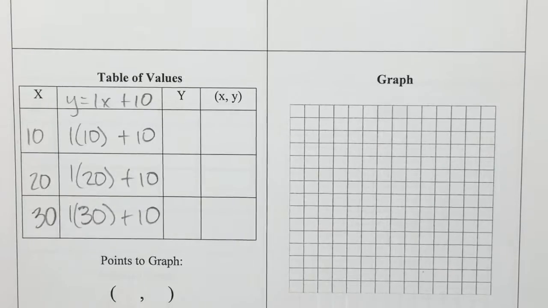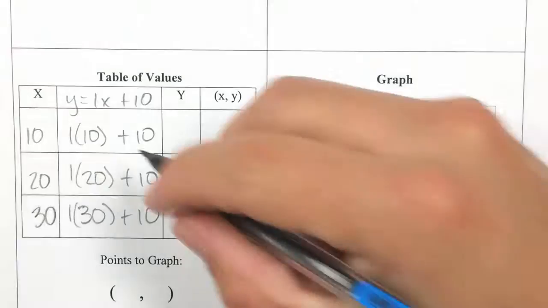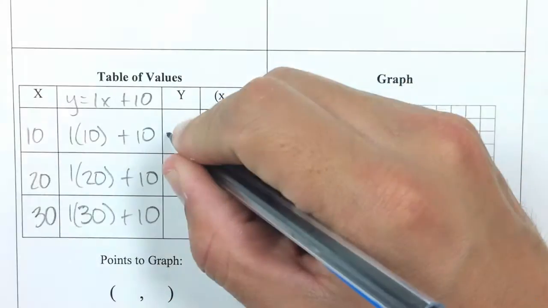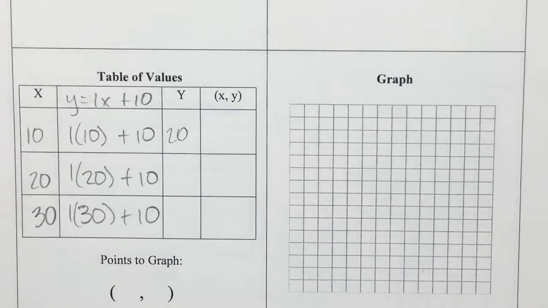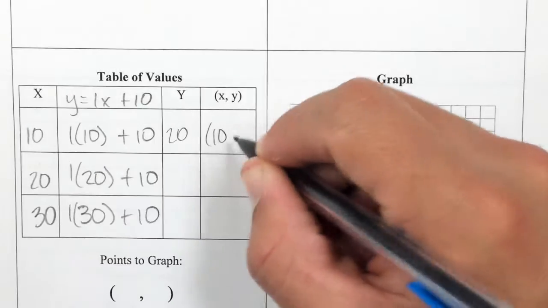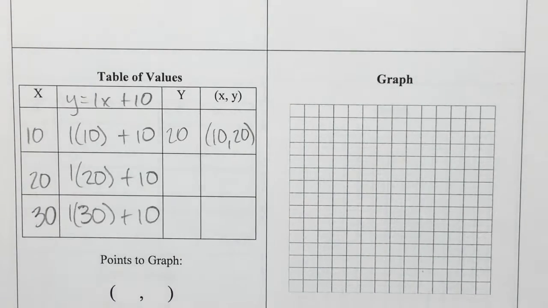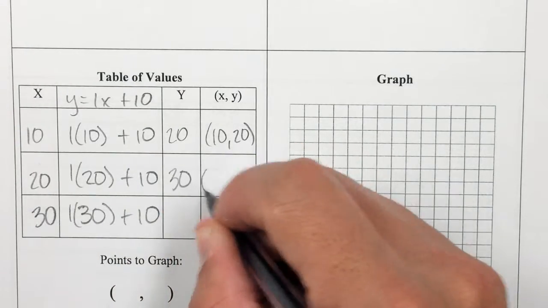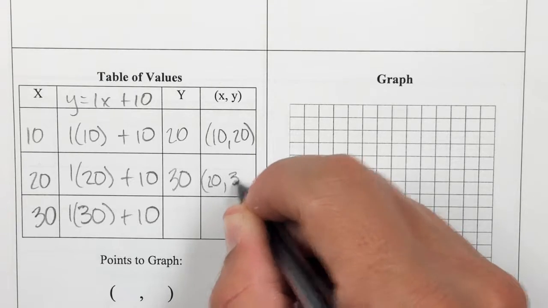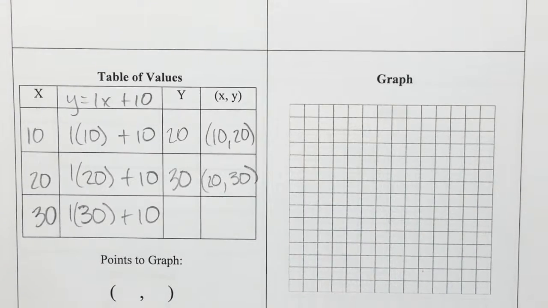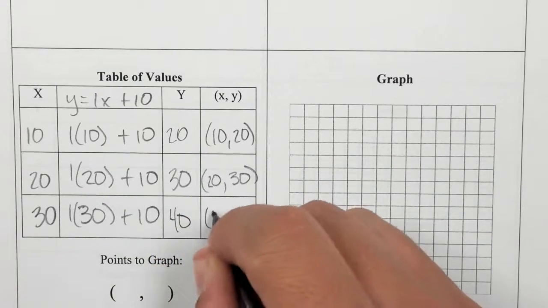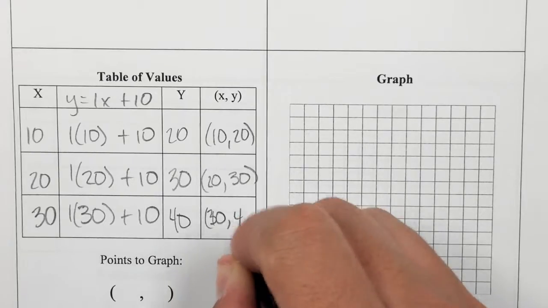Now we just solve these out. 1 times 10 is 10, plus 10 is 20. So our value here would be 10, 20. The next one, 1 times 20 is 20, plus 10 is 30. And then finally, 1 times 30 plus 10 is 40. So we have 30, 40.